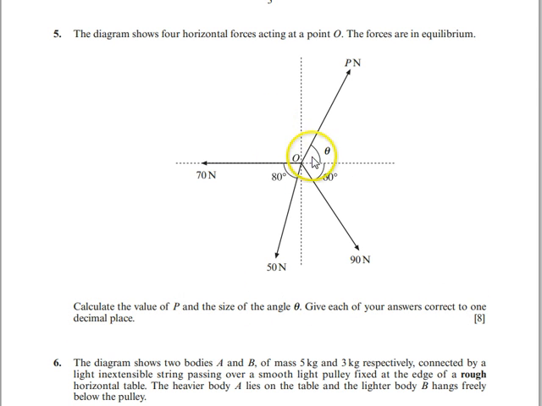So basically we're going to resolve the forces horizontally and see what we get. And then we'll resolve them vertically and see what we get. And we should get two equations in two unknowns, and we should be able to solve for P and theta that way. Okay, so that's the plan. So let's go back to the problem then on the sheet, and we'll draw the picture first of all.